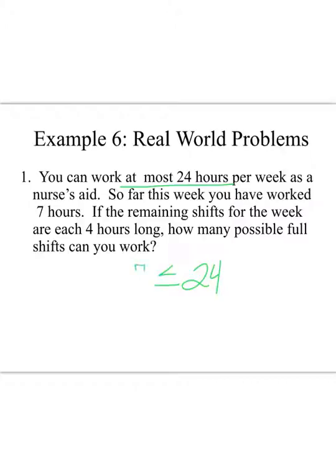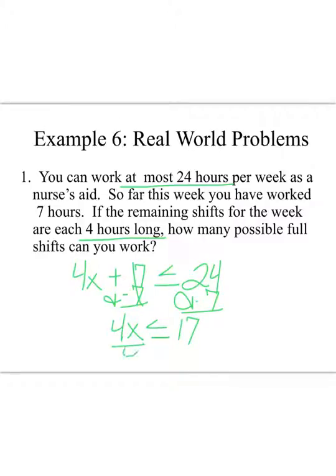So far this week I have worked 7 hours, plus each of the shifts left to work is 4 hours long. So 4 hours times however many shifts I want to work, plus the 7 hours I already did, that number has to be smaller than 24. So I'm going to add negative 7 to each side. For x less than or equal to 17, divide each side by 4. And you actually get x being less than or equal to 4.25.